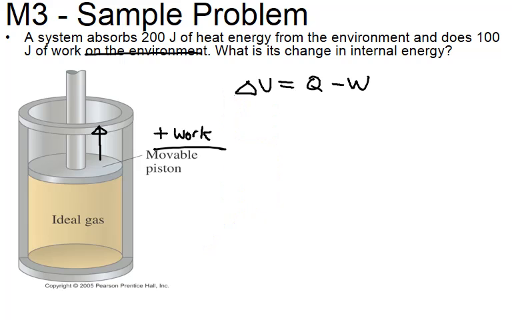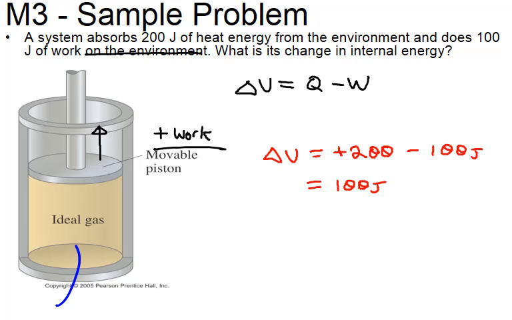All right, so we should get, there's 200 joules coming in, 200 joules, and then it's doing 100 joules of work. So in that case, the internal energy is actually going to increase, because even though the piston is expanding and doing work, it still receives more heat coming in, and so the internal energy will increase.